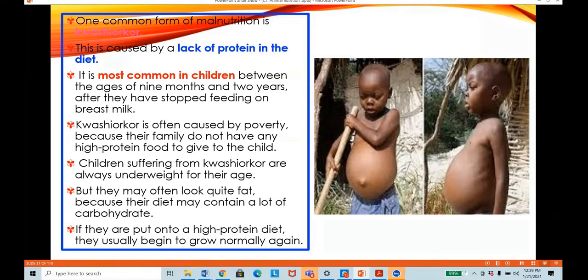But this condition can be treated again. If the child is brought back to the high-protein diet, then the child's body will start growing again. And again, the baby would be balanced, meaning healthy, once he has a balanced diet.